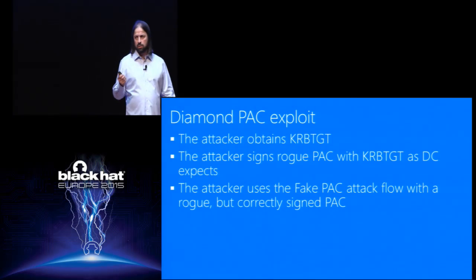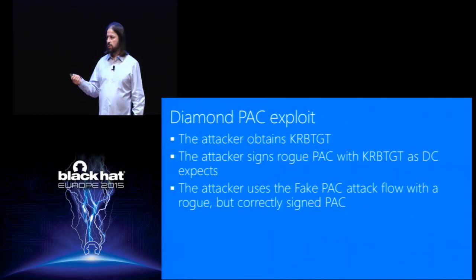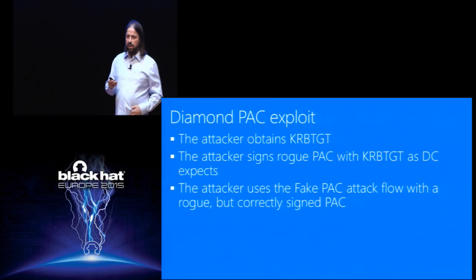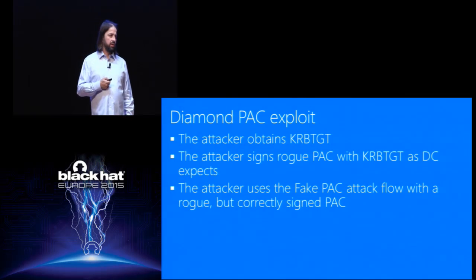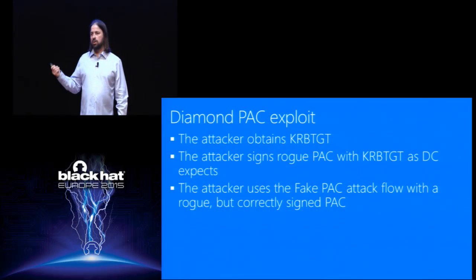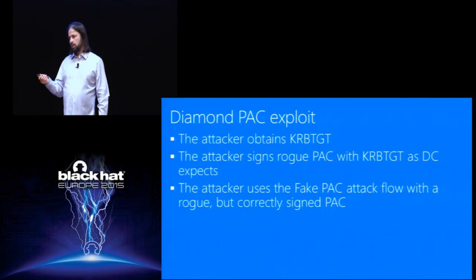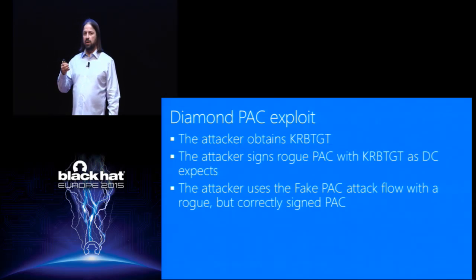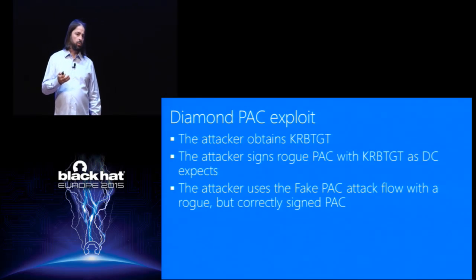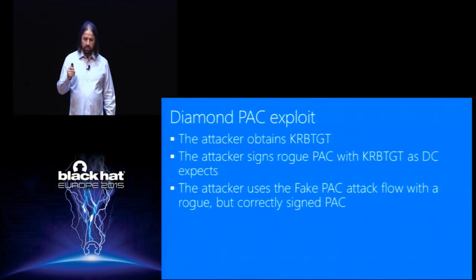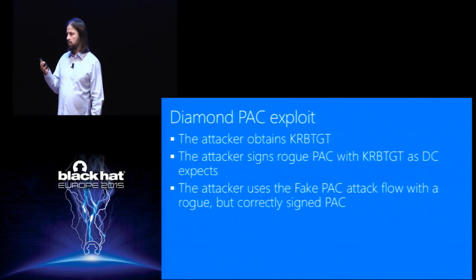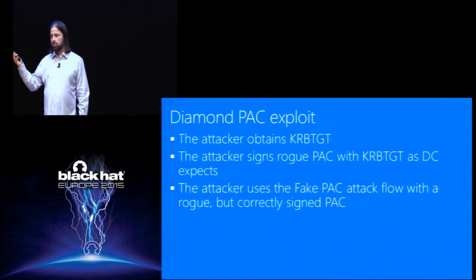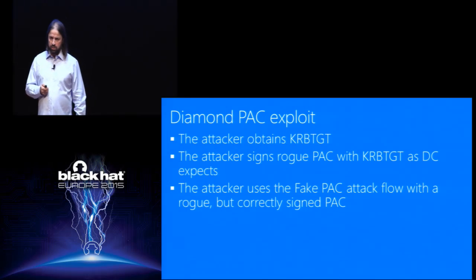So how does the attack go for the attacker? The attacker would obtain a TGT, and then create the rogue PAC with whatever privileges the attacker needs, but sign it not like in the fake PAC attack with MD5, but just like the Kerberos domain controller would, with the TGT key. And it will use the fake PAC attack flow to embed, to push this rogue PAC into the TGT and then to the TGS.